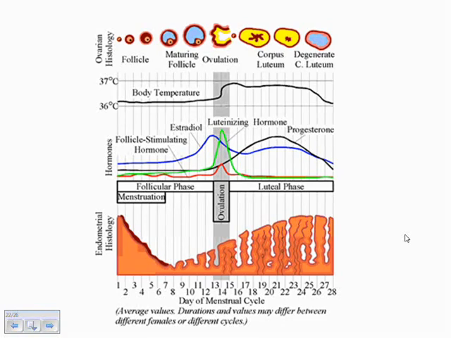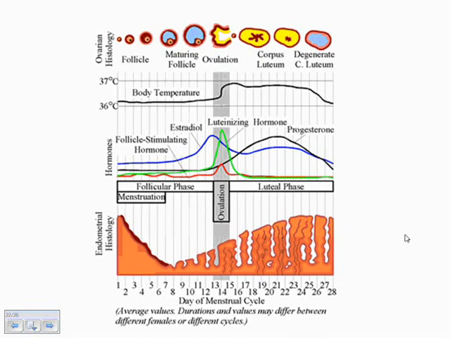As that's happening, notice there are 4 main hormones that control your cycle. Estradiol is another name for estrogen. So the blue line is estrogen. The green line is LH, luteinizing hormone. The red line is FSH, follicle stimulating hormone. And the black line is progesterone. 4 hormones control your menstrual cycle.